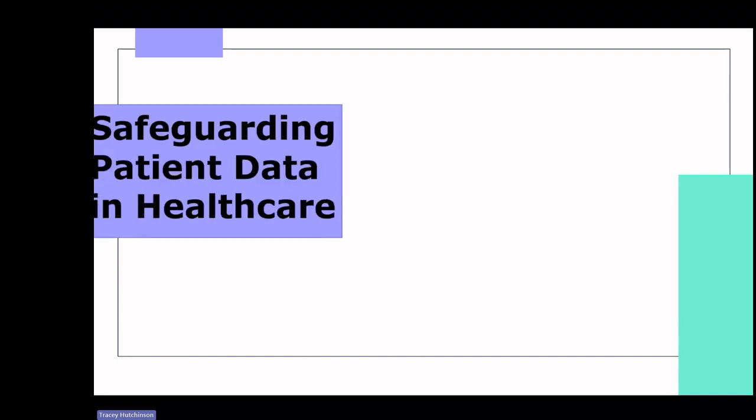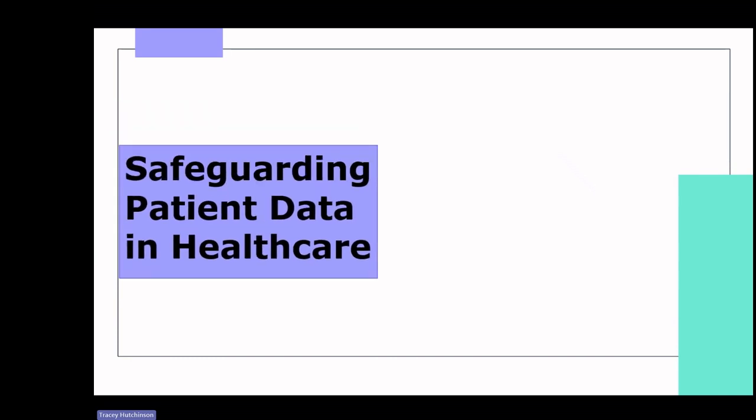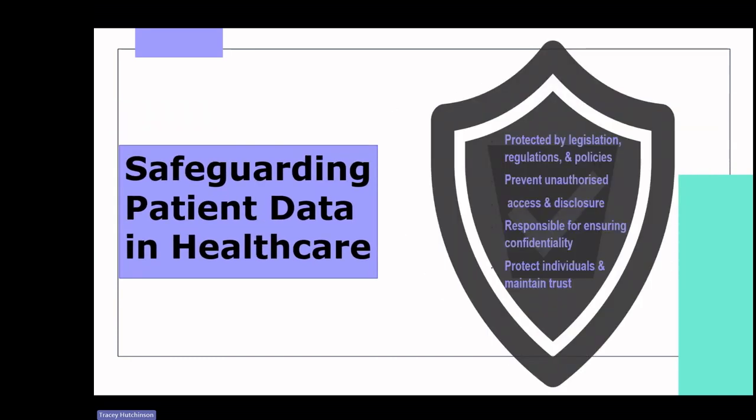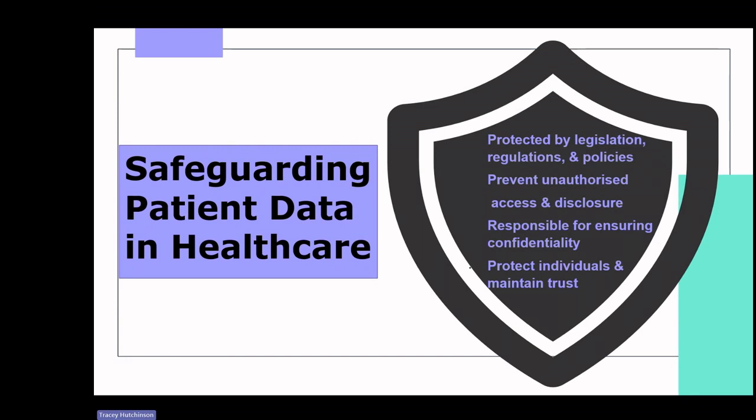Once a healthcare scientist has taken into account ethical considerations, the next step in research is to explore safeguarding patient data in healthcare, beginning with protection of personal information. Personal information is protected by data protection legislation, regulations, and local policies to prevent unauthorized access and disclosure. Healthcare scientists are responsible for ensuring the confidentiality and security of patient data to protect individuals and maintain trust in healthcare services. Let's explore key legislation and principles that ensure this safeguarding.